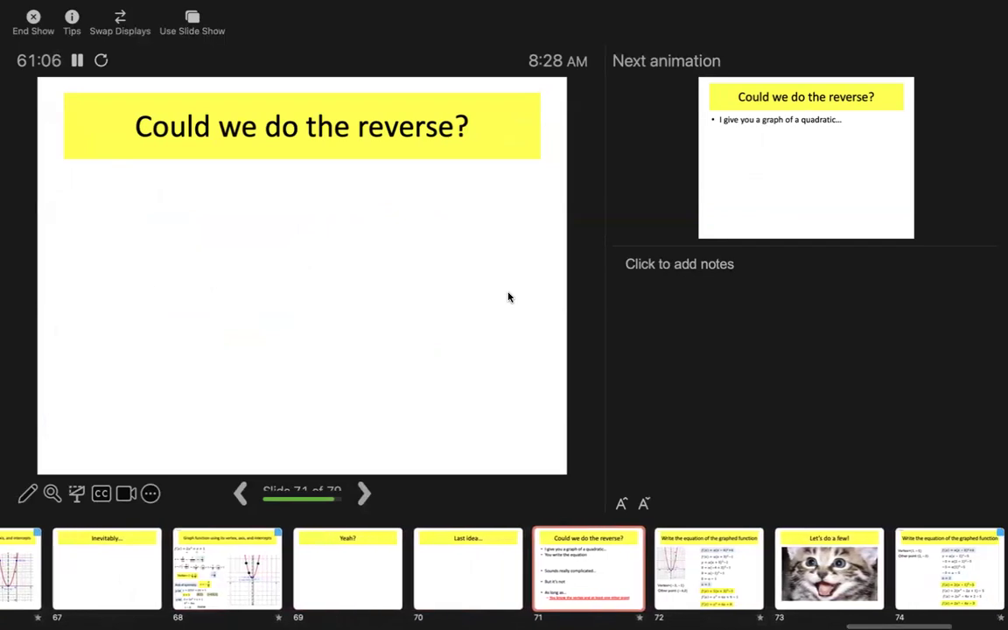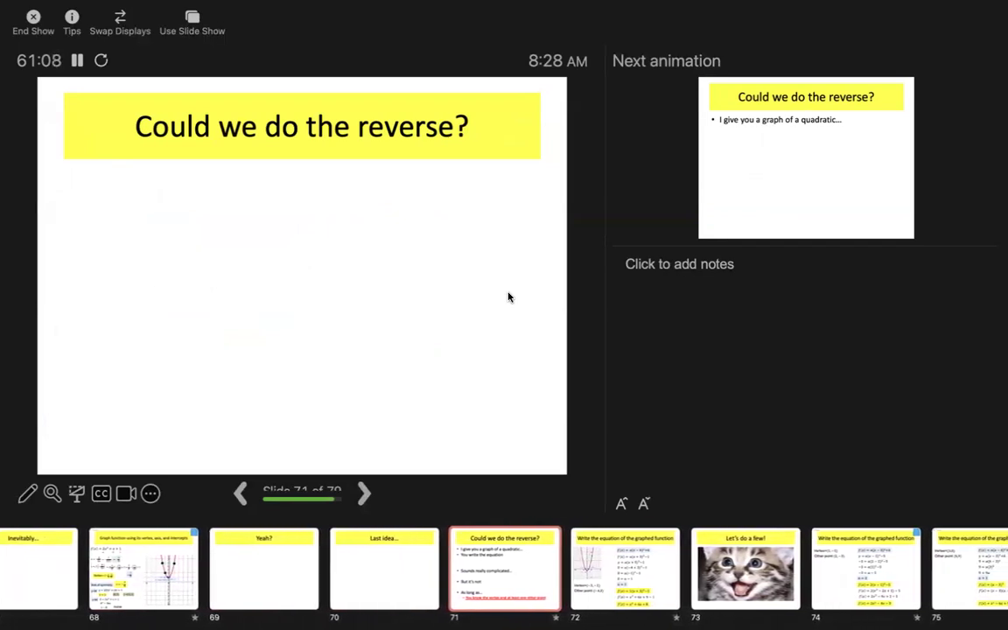Can you do the reverse of everything we've done so far? Reverse would mean I'm going to give you the graph and you're going to come up with the equation. That sounds crazy. You've never done this before. We've done it with linear equations. I give you the graph, you write the equation of it. Now I'm going to give you the parabola, the graph of it, and you've got to come up with the equation. It turns out this is somewhat of a parlor trick.